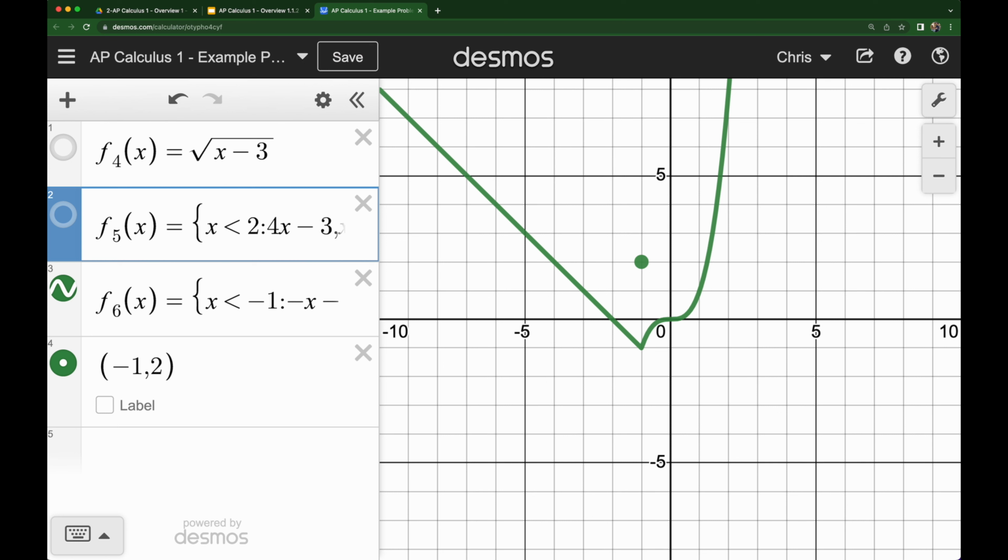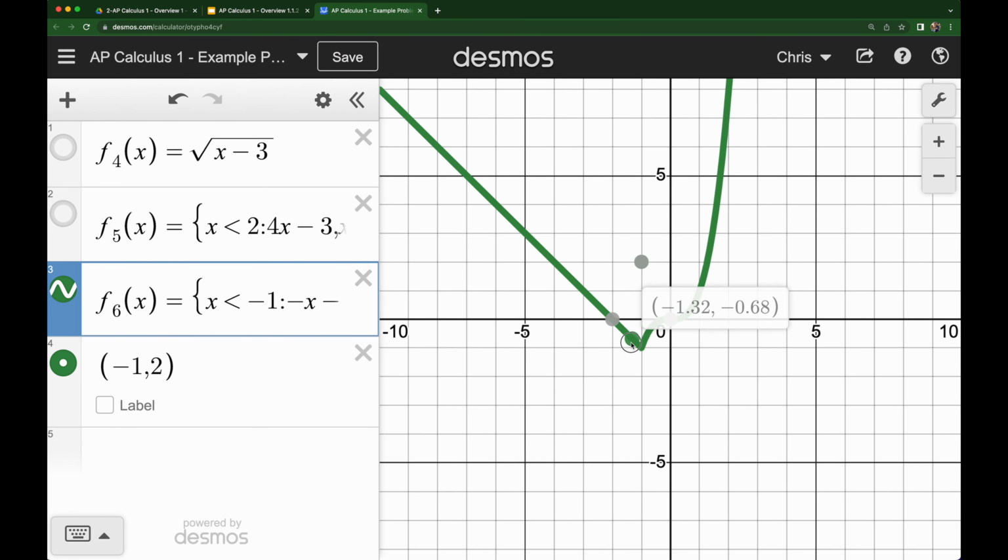Number 6 was 3 pieces. So we have this line here, this point, and then this cubic function at the end here. And we are looking for what's going on at -1 from the left. So we're approaching from this side right here. We're just approaching it, seeing where it dead ends right here at the end here. And it looks like it's -1, which is the value that we did get.